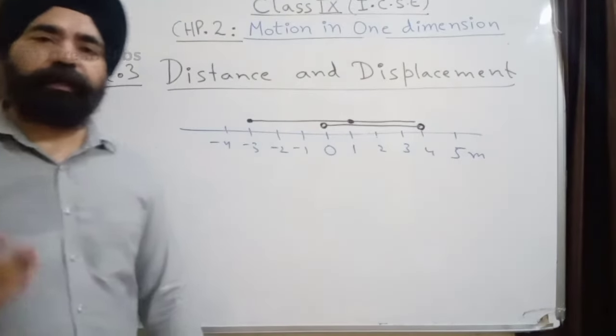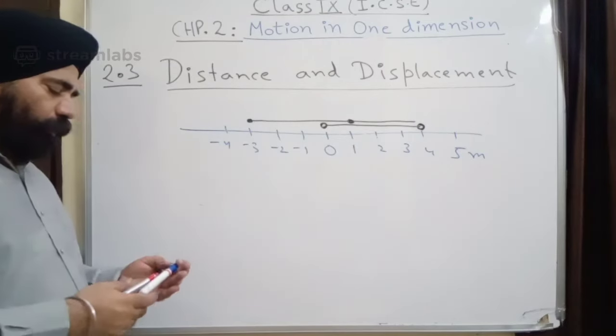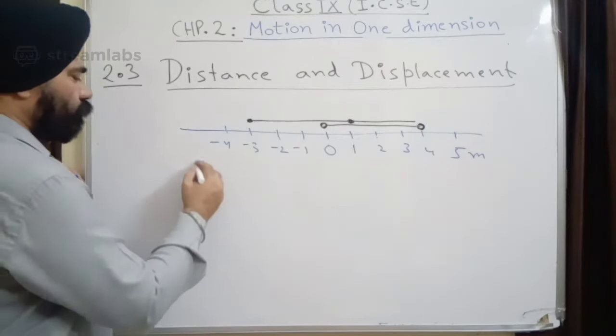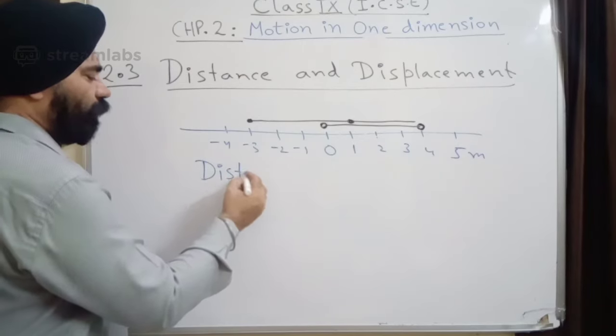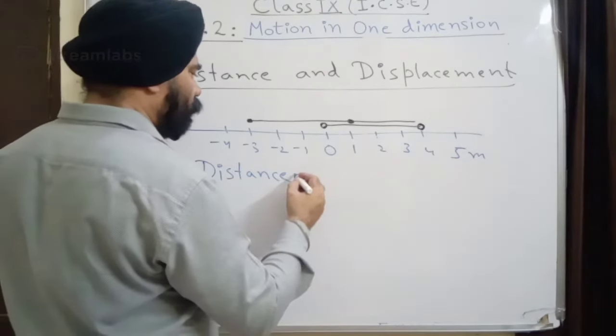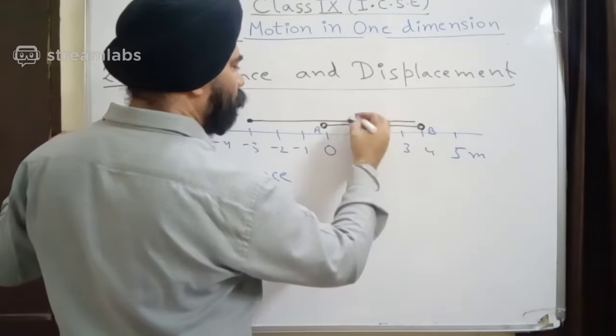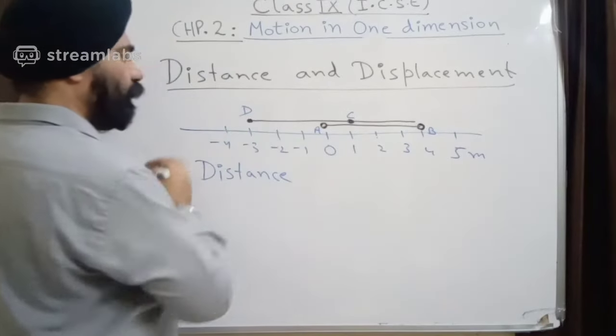What is the distance covered by this marble? Okay, so the distance covered, you can tell me. I'm waiting for your answers. Till then I write it down. Let me name the points. We start from A and B, then this is C, and this is finally D.